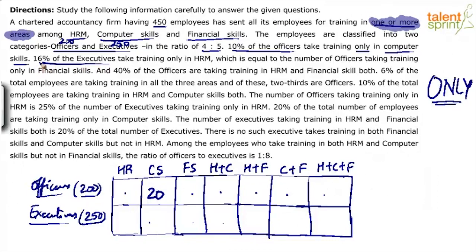16% of executives. Now these calculations must be done very quickly. 16% of executives is how much? 250, right? So 16% of 250. How do you calculate 16%? 16% is 10% plus 6%. 10% of 250 is 25. How do you get that 6%? 1% is 2.5. 6% will be 2.5 into 6, which is 15. So 25 plus 15 is 40. So I know that 16% is 40.